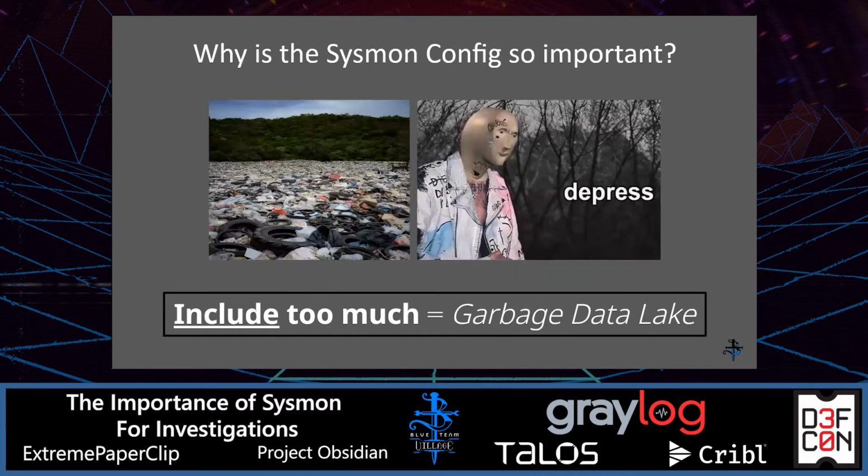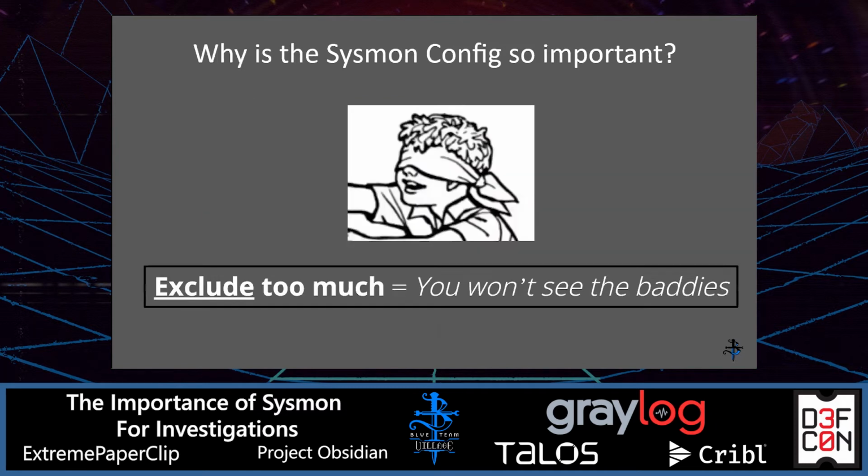Well, it's a big deal because if your Sysmon config is configured to be over-inclusive, you could end up with a lot of garbage data that can make it hard to analyze and sift through. On the other hand, if you exclude too much in your Sysmon config, then you're probably going to be missing valuable log data that could potentially contain evidence of malicious activity.